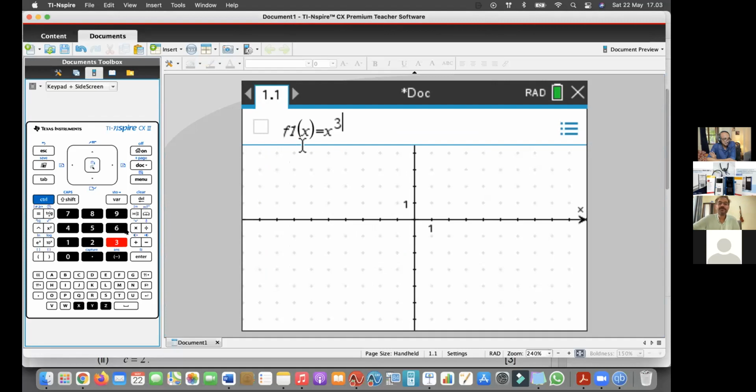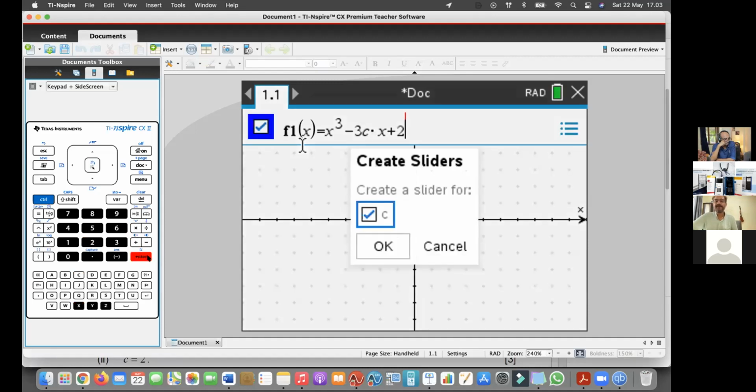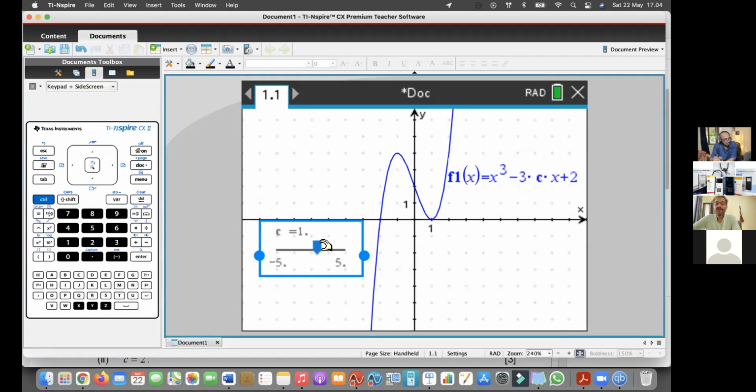Now, when you write cx, the calculator reads cx as one variable. So write c times x, plus 2. Plus 2 is here, and enter. Once you enter, your calculator will ask, create slider for c, just say okay. So now the values of c can be changed.